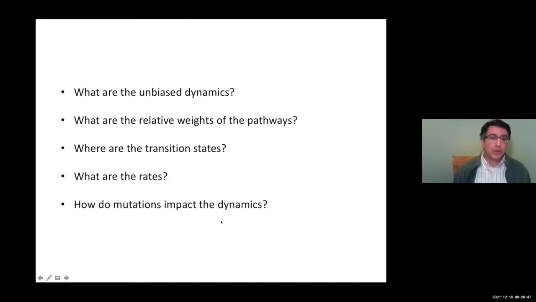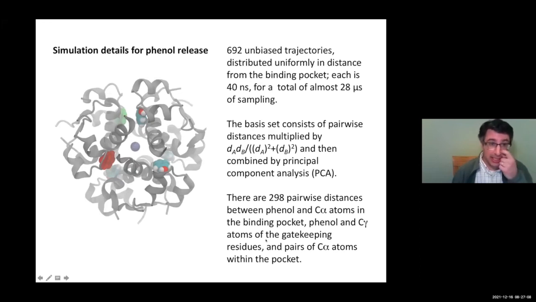Okay, so what are the questions that we want to ask? Just what are the unbiased dynamics? What are the relative weights of the pathways in that case? Where are the transition states? What are the rates? And then how would mutations impact the mechanism? Okay, so the first thing we have to do is generate some unbiased trajectories. So we pick points out of the ABMD simulations that are roughly evenly distributed in distance from the binding pocket. We run almost 700 40 nanosecond trajectories. So we get 28 microseconds of sampling.